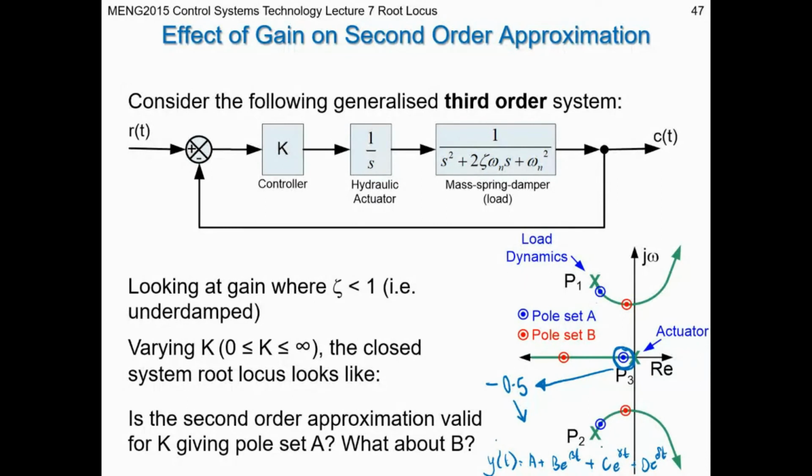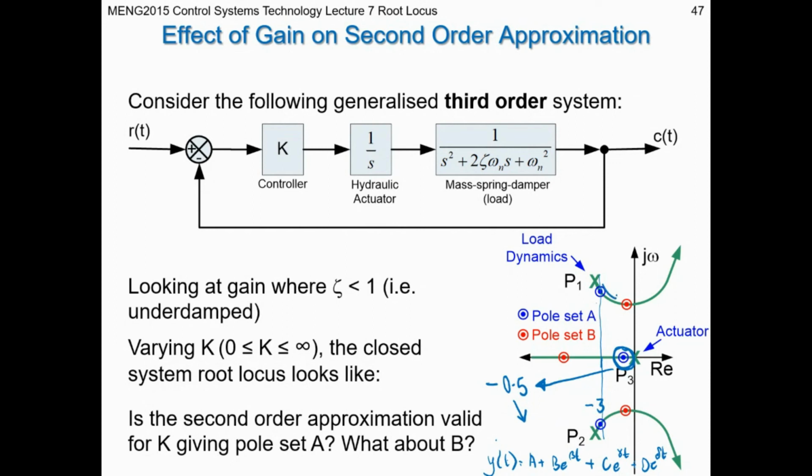So for pole set A, if this pair corresponds to beta and gamma, you can see that the real part is going to be, so let's say this is minus 3, right? So the real part beta is going to have an imaginary part as well, which causes oscillation, but the real part is going to be, say, minus 3 for gamma, and then delta might be minus 0.5. Now minus 3 is going to decay a lot more quickly than minus 0.5, so the response of pole set A is going to be dominated by the real root, which is the closest to the imaginary axis.